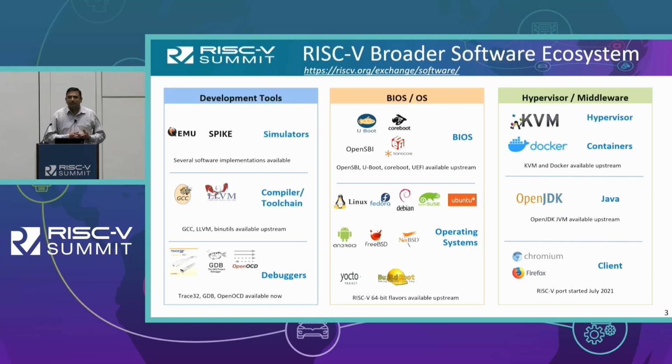Docker is supported as well for RISC-V for container-based applications. Moving to runtimes like Java, OpenJDK has been there for, again, quite a while. A lot of work going on there in terms of optimization of OpenJDK and improving performance.